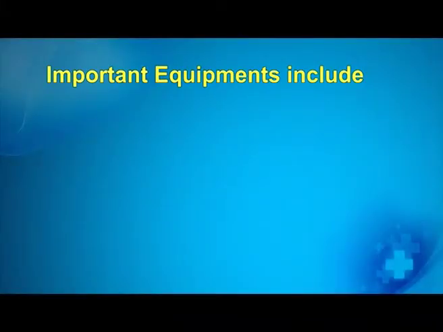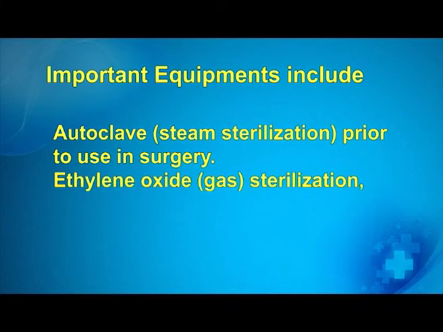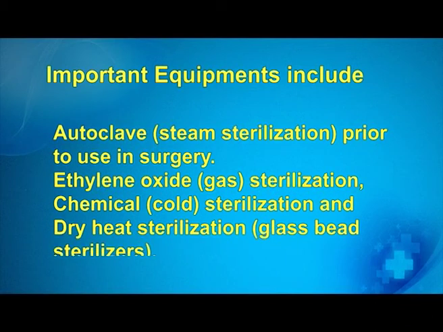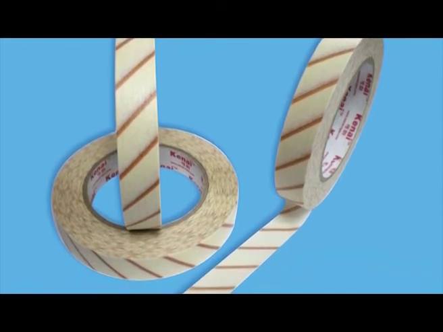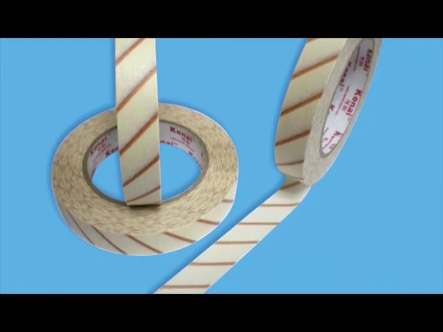The important equipment includes the autoclave for steam sterilization prior to use in surgery, ethylene oxide gas sterilization, chemical or cold sterilization, and dry heat sterilization, that is, glass bead sterilizers. Quality control. First is indicator tapes: time, temperature, pressure sensitive tapes. They do not indicate sterilization, but only suggest the required time and pressure the items have been subjected to.